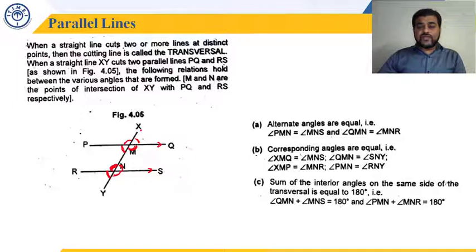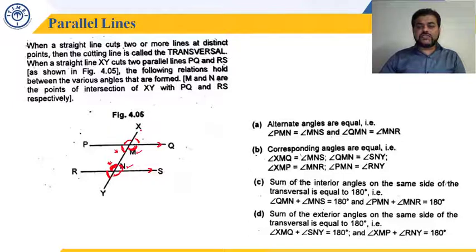Then sum of the interior angles on the same side of the transversal is equal to 180 degree. It means this angle plus this is 180 degree. So these two angles lie on the same side of the transversal between the parallel lines. These are supplementary. Similarly, this angle and this angle, these two are also supplementary. Okay.